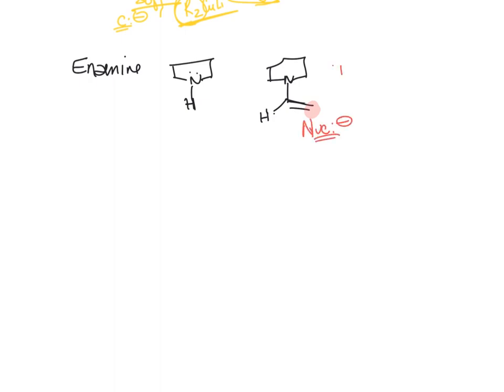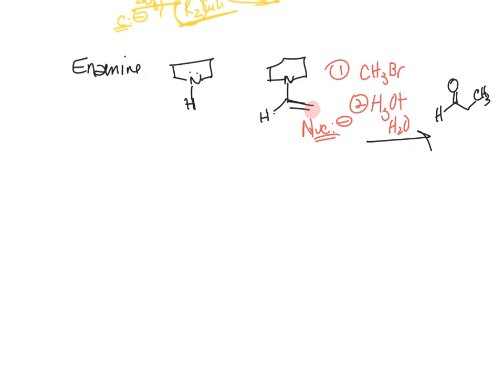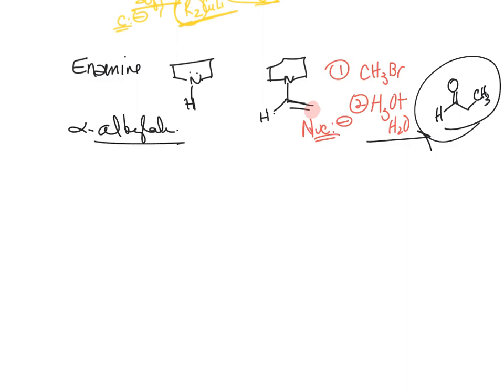And so if you treated that with a primary alkyl halide, and then you treated that with acid and water, you would get back your carbonyl, and that is a form of alpha alkylation. So that would be your product there. We talked about alpha alkylation. So that means your enolate will attack a primary alkyl halide, or it can go after halogens.